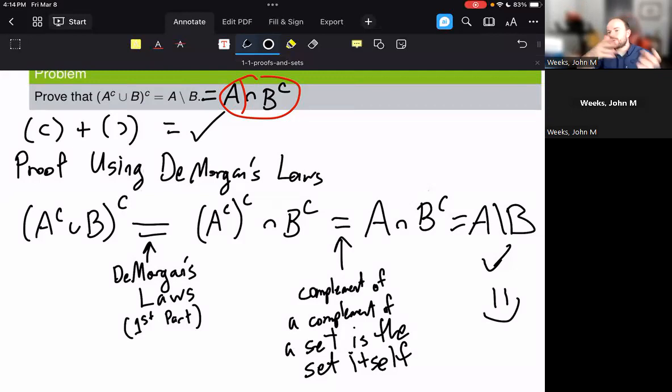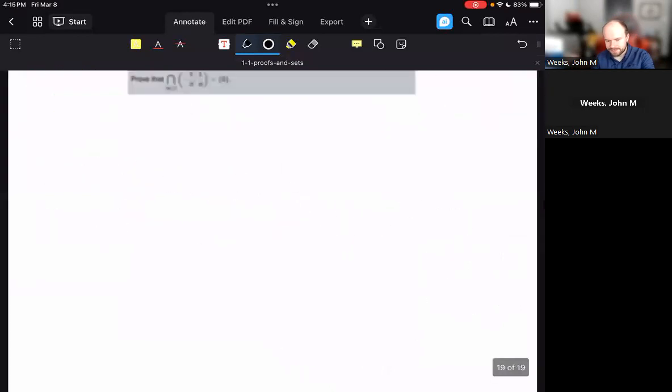So I could have gone through and said, if X is in A complement union B complement, then it's not in this set, and then done explanations to get to A set minus B in order to do that. But this proof using DeMorgan's laws ended up being a little bit more straightforward. It was just using definitions and laws of things that we have proven before. So I recommend looking at different perspectives on these problems as you go through and check them out.